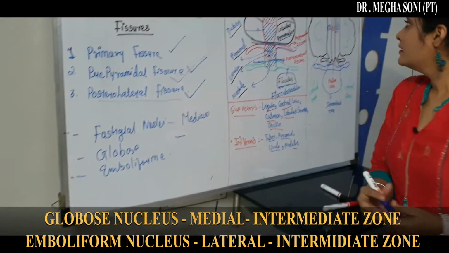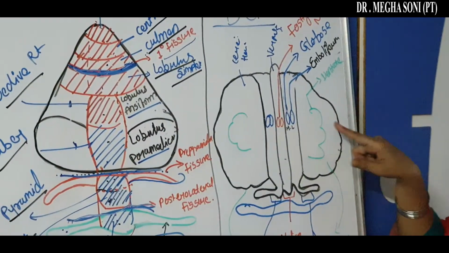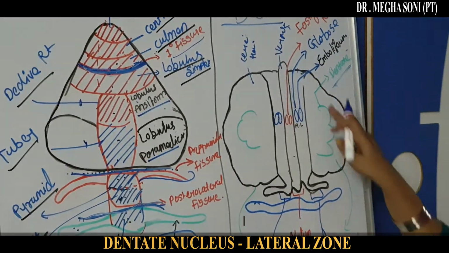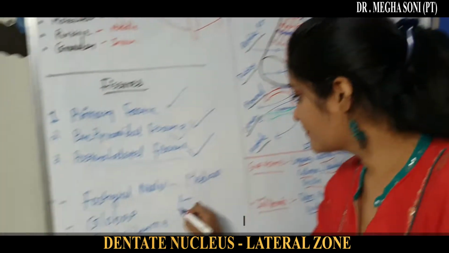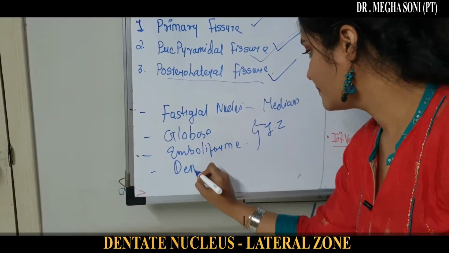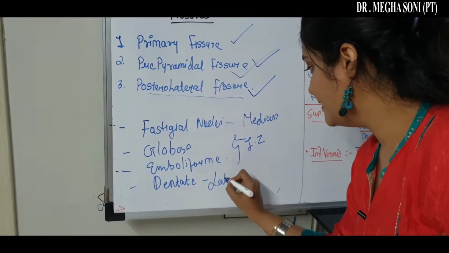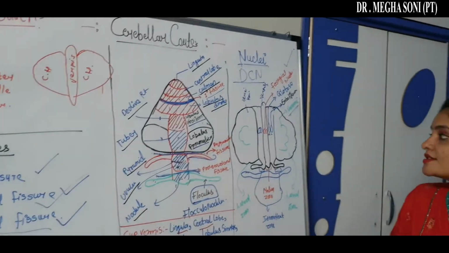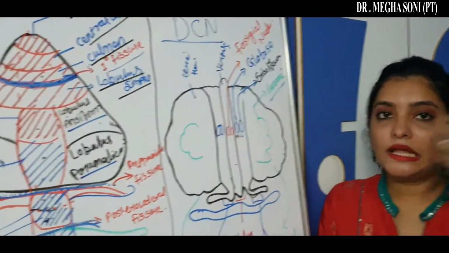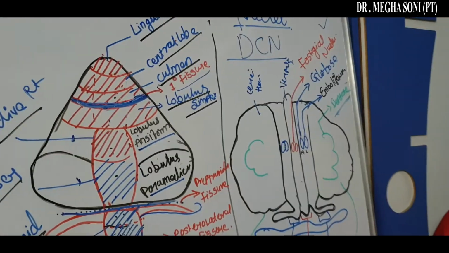Fine. And the last is the lateral zone. This is our lateral zone, and the nuclei which is situated in the lateral zone is dentate nuclei. So this is dentate nuclei. Dentate, and it is situated in the lateral zone. Right now you just remember the situation of these nuclei. Okay, we'll discuss it in our next lecture, that is the circuit of cerebellar hemisphere.